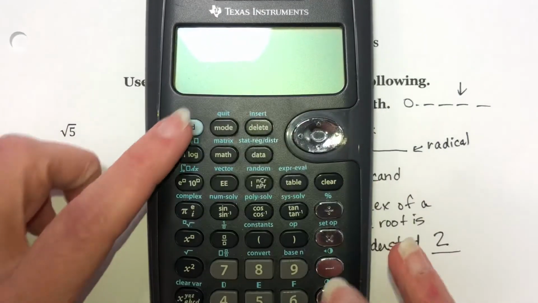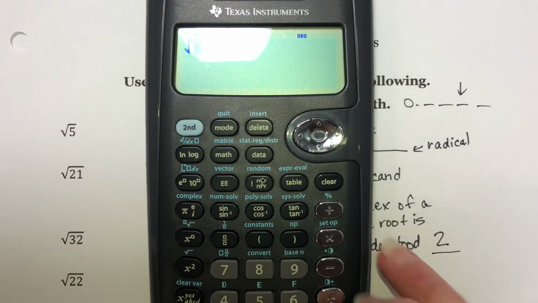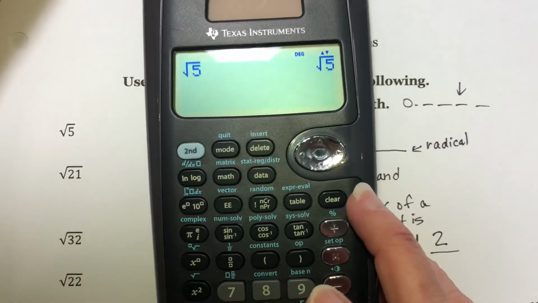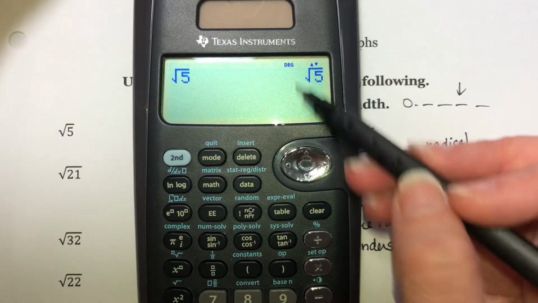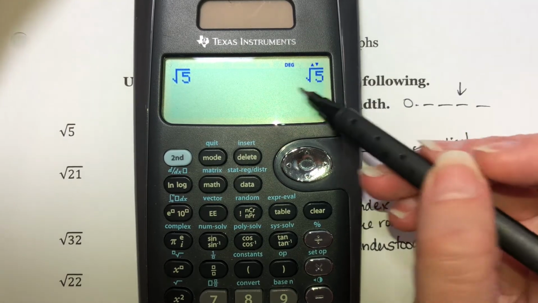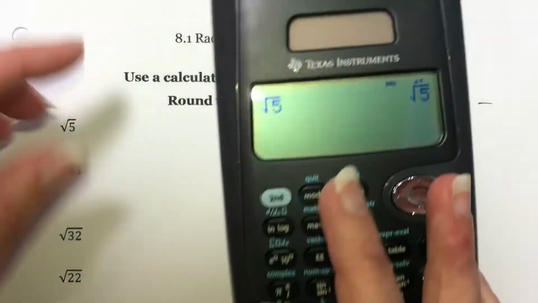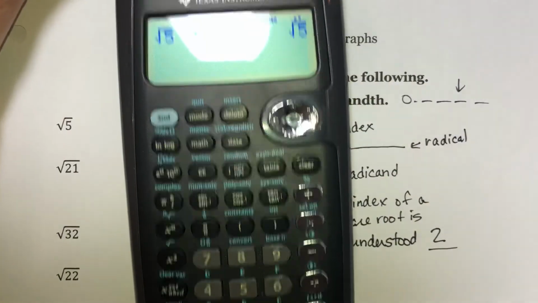So what I'm going to do is turn it on, hit second, and then that square root button, and I'm going to hit 5. Now what this calculator does is it's going to show you just square root of 5. This is going to be very useful for you in a later section, but that's not what we want right now. We want a decimal approximation of the square root of 5. And that's only because we are asked to round here. Most of the time, you're going to give an exact answer. But to make this give you a decimal approximation, it's really kind of hard to see here.